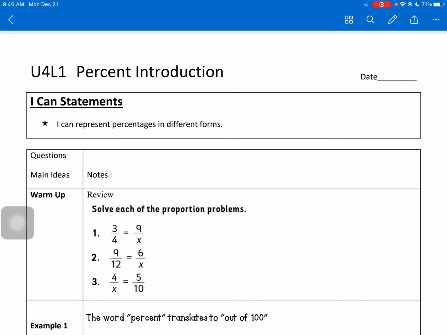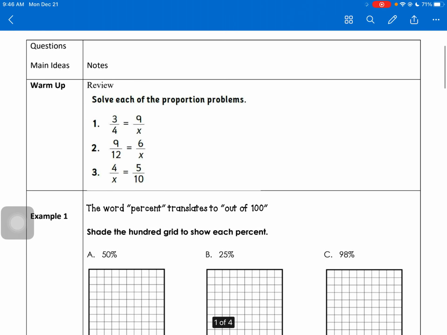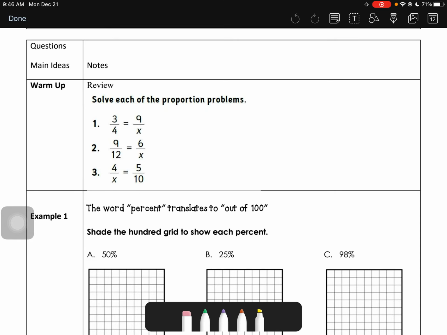In this lesson, we are going to be working on percents. Our first warm-up is to review proportions. So remember when we did a proportion, we're looking for the missing number, and a proportion is two equal ratios.